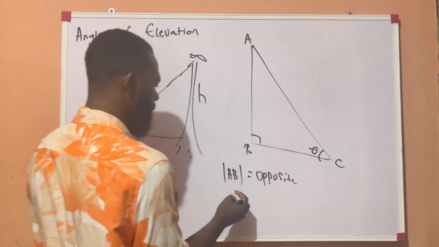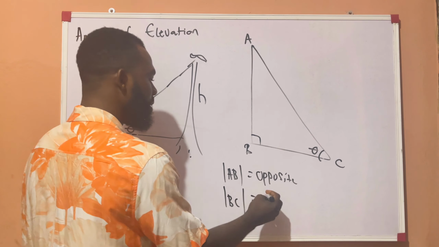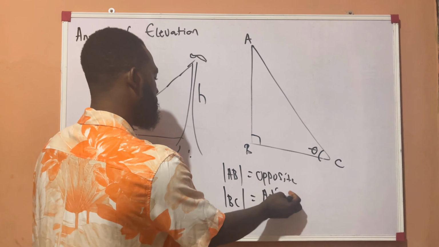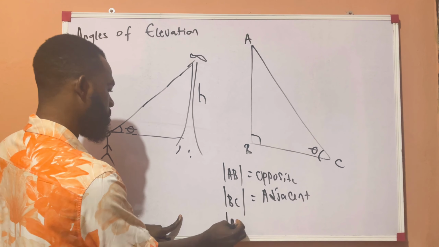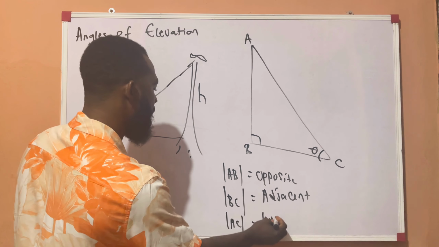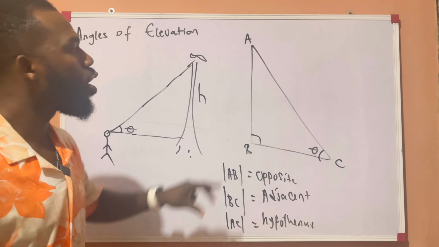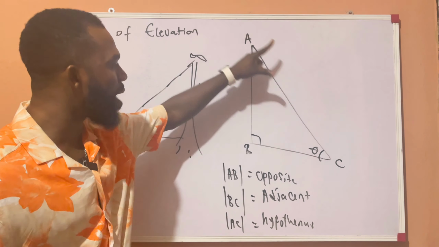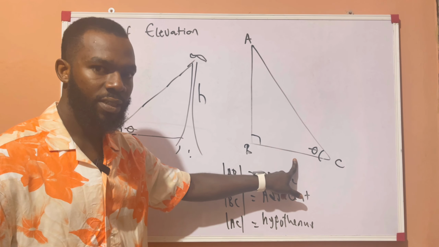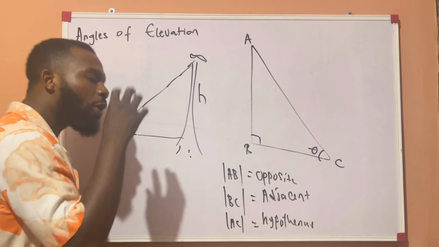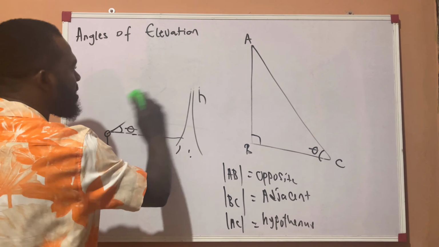Line BC here, which is the horizontal line, is referred to as the adjacent. And lastly, line AC is referred to as the hypotenuse. These are the names of the three sides of this right-angled triangle: the opposite, the hypotenuse, and the adjacent.